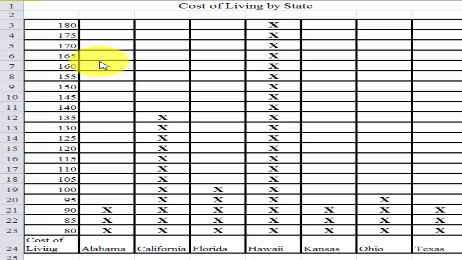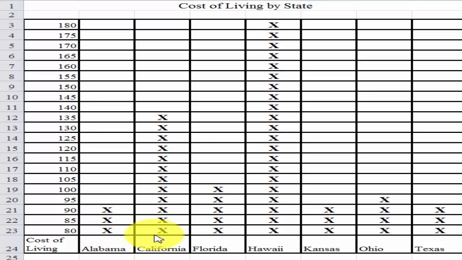Okay, here's the finished product, and you should have something similar to this. Later on in your upper grades, you'll learn how to use a spreadsheet, and I think you'll realize that using a picture graph is a much better illustration of what's happening than using simply numbers. The cost of living by state means basically what it's going to cost for you to live in that state. Hopefully that makes sense.